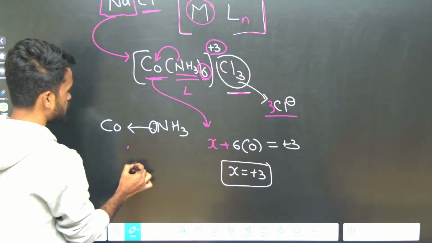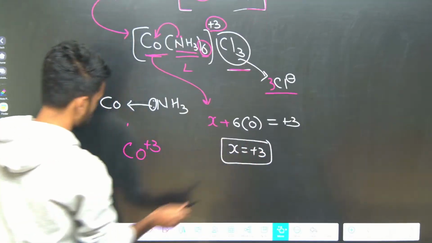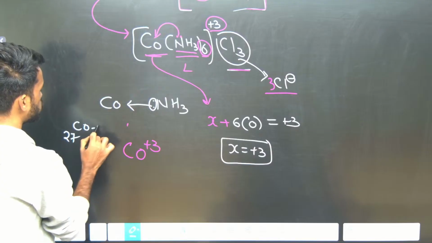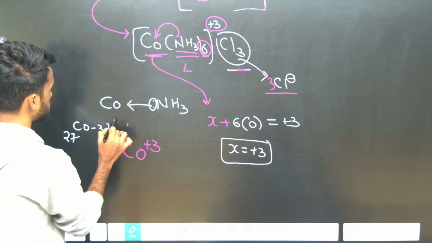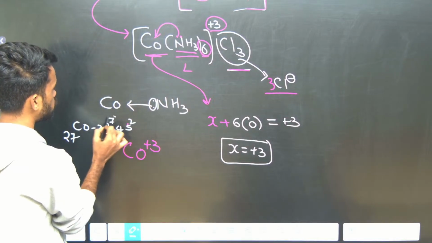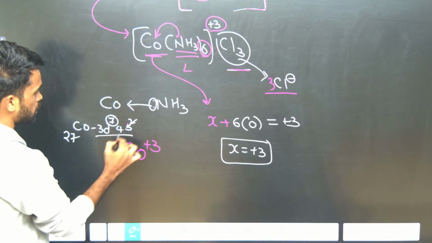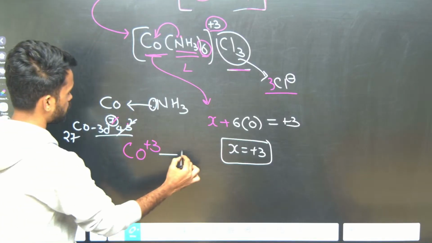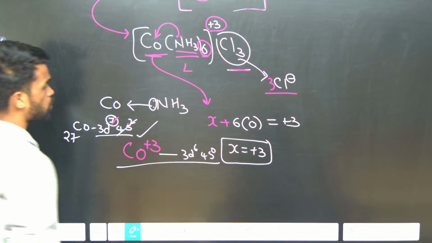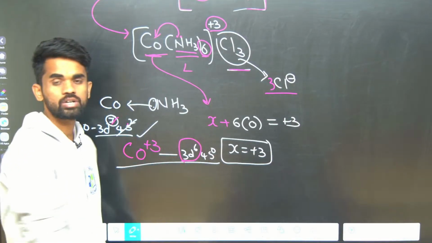If cobalt is in the plus 3 oxidation state, what electronic configuration does it have? In its neutral state, the atomic number of cobalt is 27, so you write it as 3d7 4s2. Remove 3 electrons from here, 2 from 4s and 1 from 3d. So it becomes 3d6 4s0, the electronic configuration for cobalt plus 3. In this complex, this is the electronic configuration you need to remember.